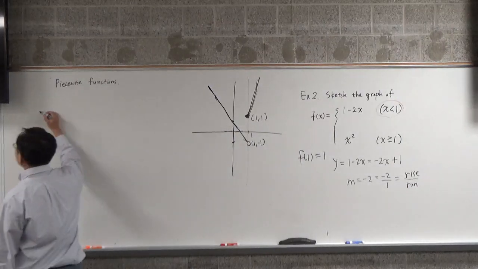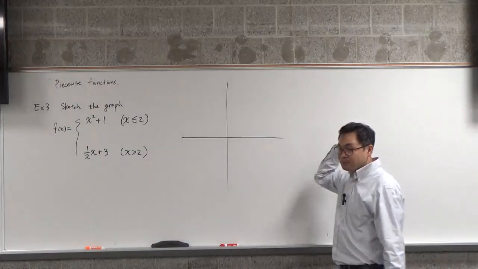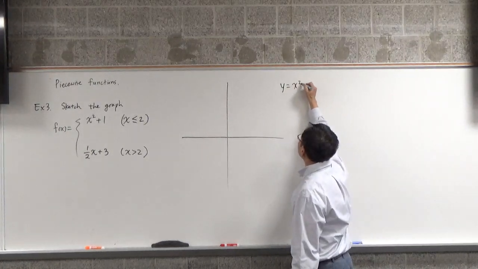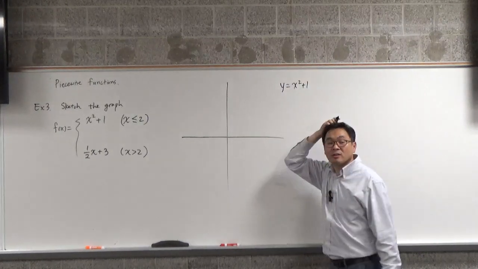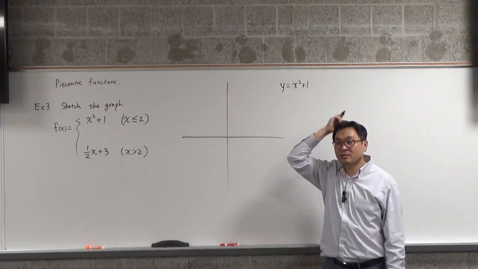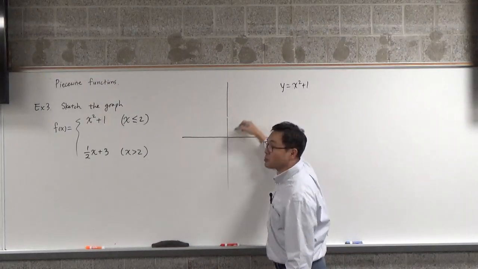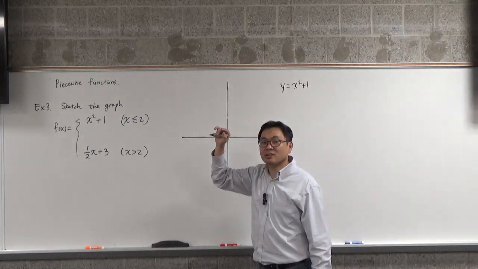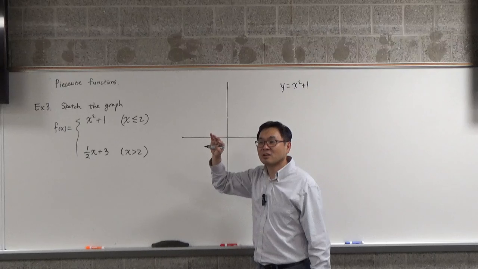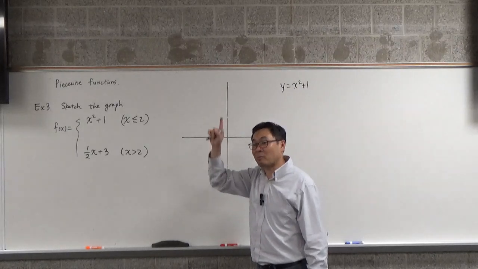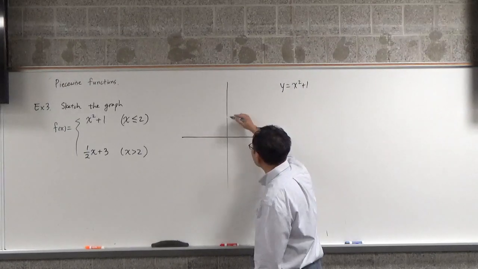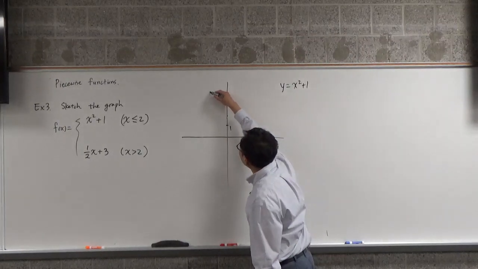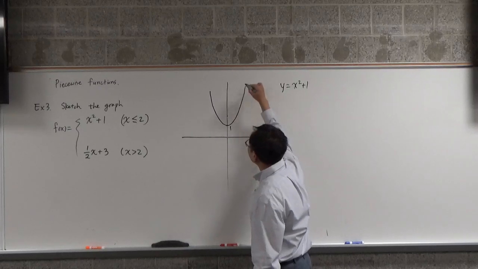Okay, try this last example. First, y equals x squared plus 1. Let's think about this one. What is that graph? Well, y equals x squared is this one, right? What does this plus 1 do? It moves 1 up. So the parabola gets moved up by 1, and that's what you get.